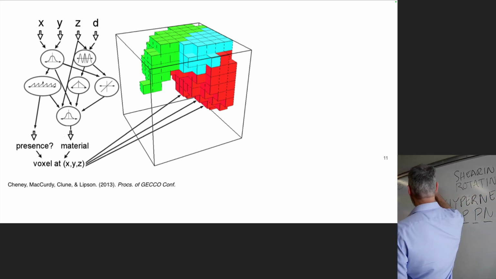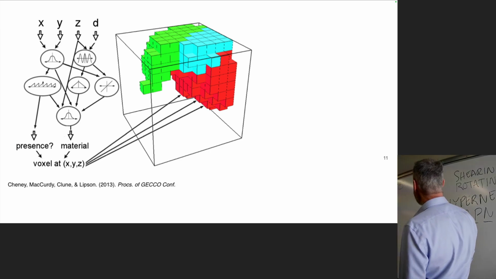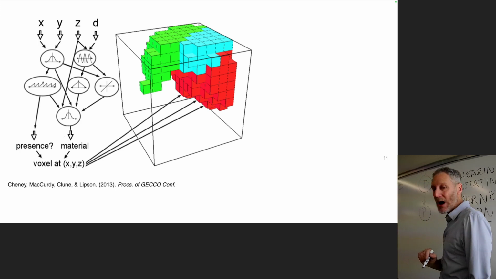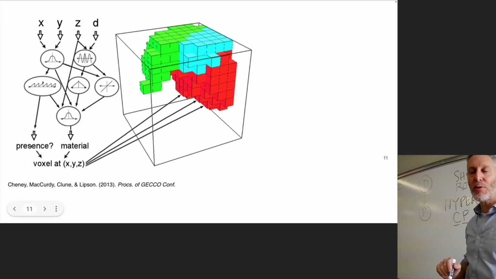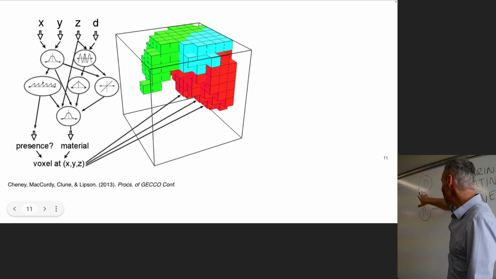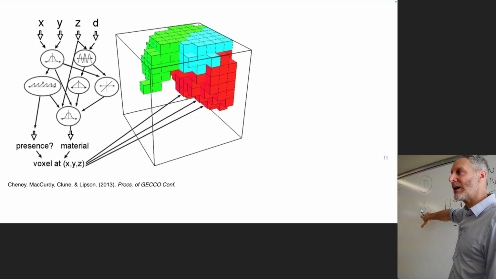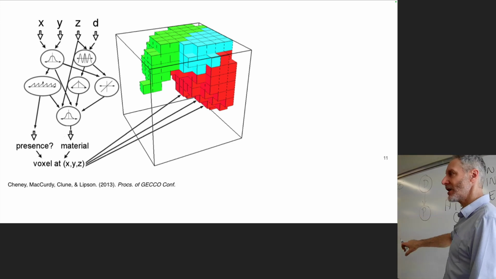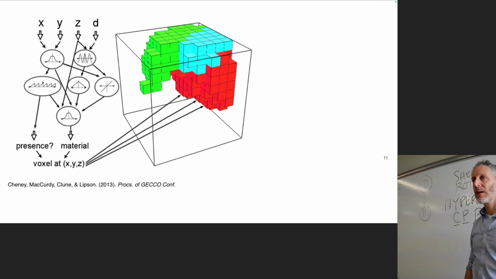Let's imagine a very, very simple CPPN. Let's assume that only the D neuron connects to one of the two output neurons, which is the presence neuron. So the greater D, the greater the chance that there will be a voxel dropped at that location. What 3D shape would you get?